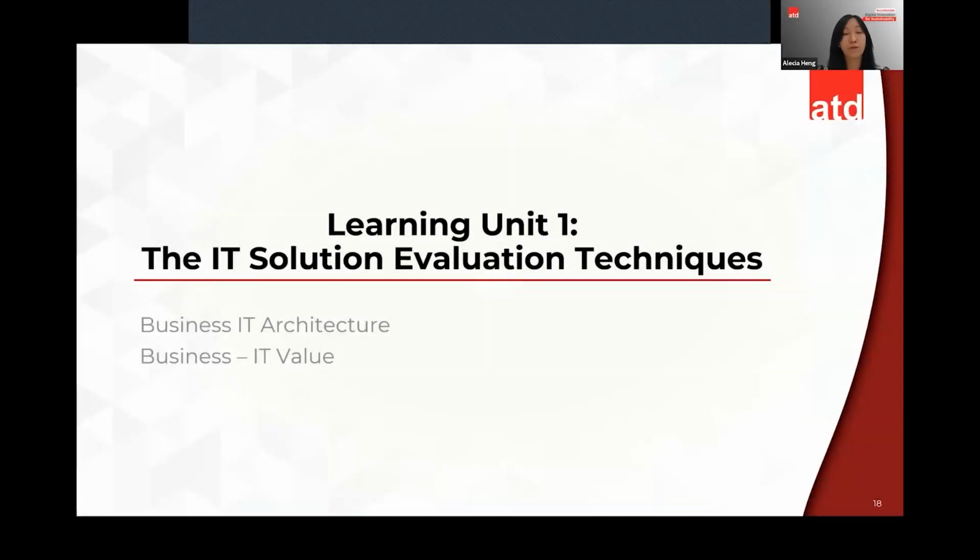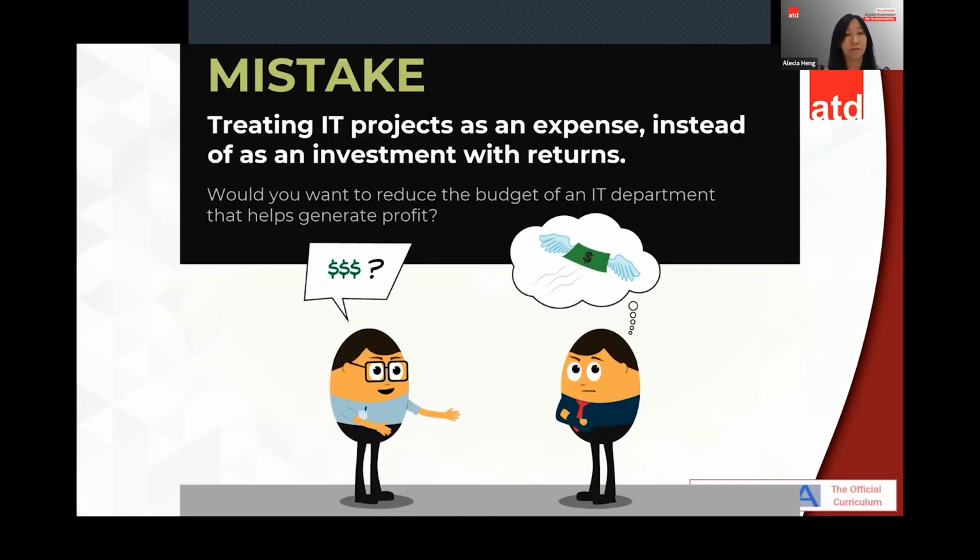I'm going to go into each of the areas that we are looking at, right? So on day one, we learn about business IT architecture and business IT value. In terms of business need analysis, this is the EA approach that we are trying to achieve. In the first place, as you can see in the video, many IT projects are viewed as an expense instead of an ROI, return on investment.